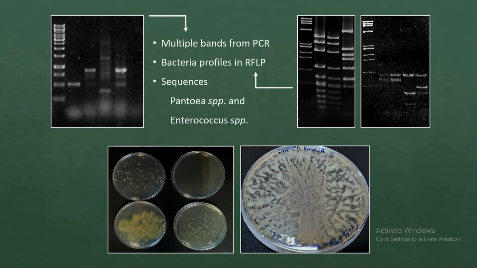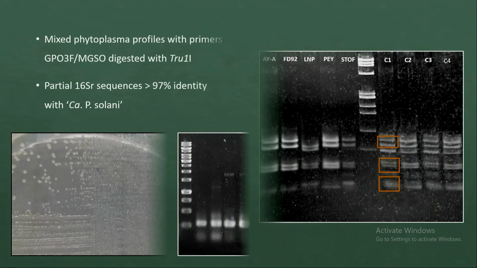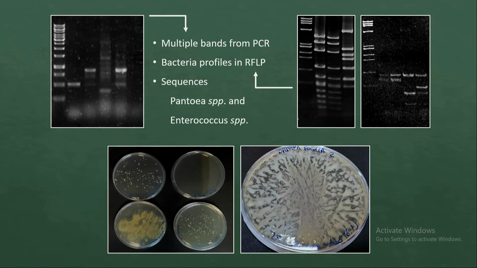Here are some results. From the amplicons obtained with the common primer pair used for phytoplasma and the universal bacteria primer, we often obtained non-specific amplification. As you can see on the left, in the agarose gel, some samples present multiple bands, and we also obtained amplicons with unexpected size. From the RFLP, in the picture on the right, we obtained profiles that were not referable to phytoplasmas. From the sequencing, we could identify these organisms to be bacteria from the genera Pantoea and Enterococcus, which are two common endophytic bacteria. And here you can see some pictures of the colonies.